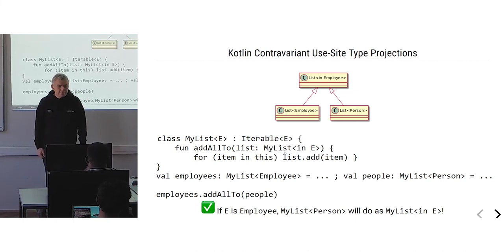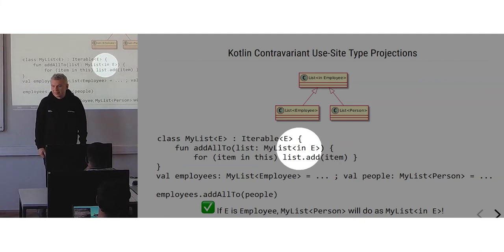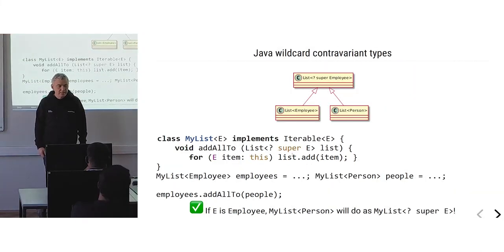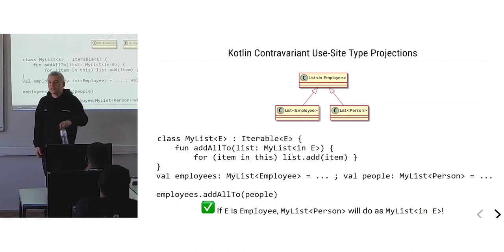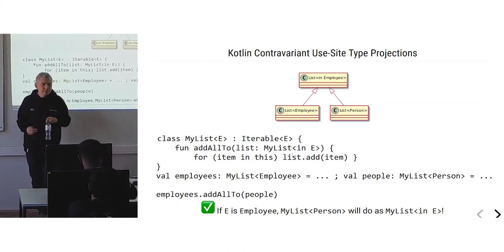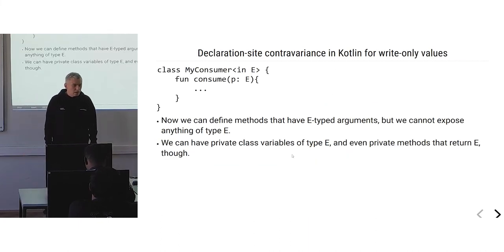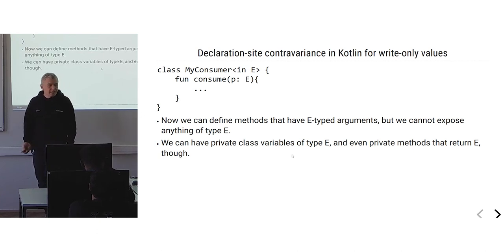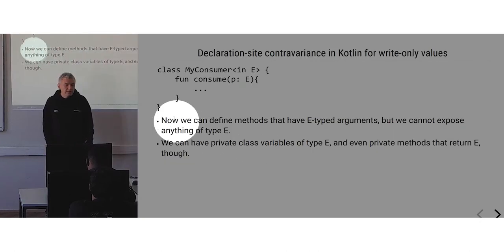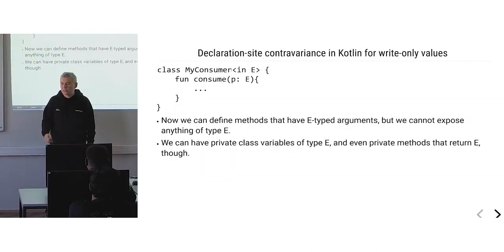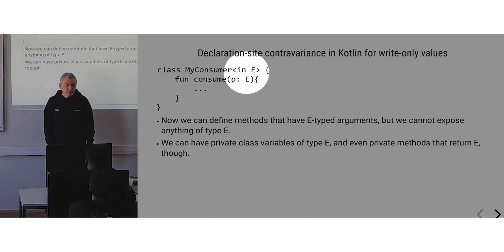In Kotlin, we have the word in. So instead of question mark super, we have just the word in. And this means that E is going to accept values inside itself. But unlike Java, in Kotlin there is also declaration-side contravariance. If you are creating some consumer, something that's going to consume values, you might declare it not just by simply E. If it's simply E, then it's an invariant type. If it's out E, then it's covariant. If it's in, it's contravariant.